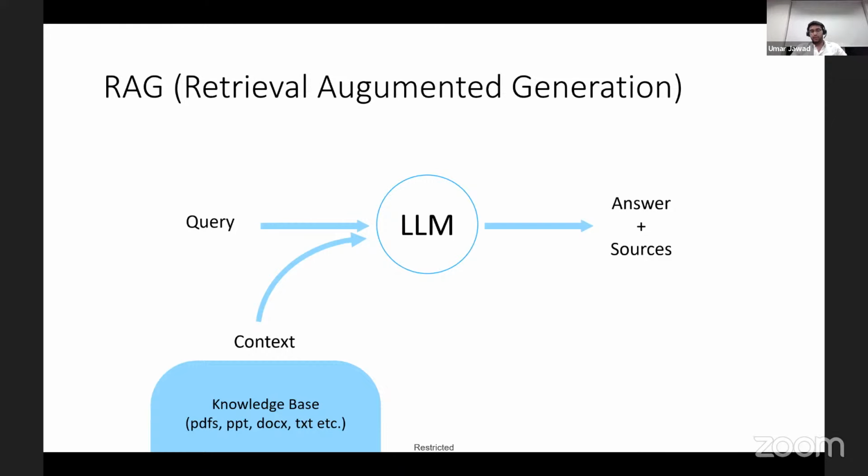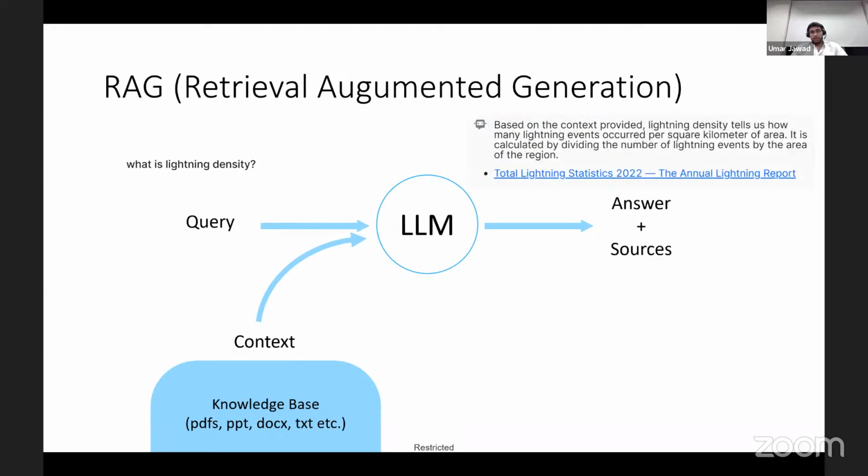Maybe now I can explain some of the behind the scenes about RAG. But before that, here's an example query: what is lightning density? Chances are an LLM might not know what that is. So we took the proprietary data, put it in a knowledge base, and based on that context from the knowledge base, we were able to answer that. We were also able to provide the source, which is a lightning statistics document that we had.